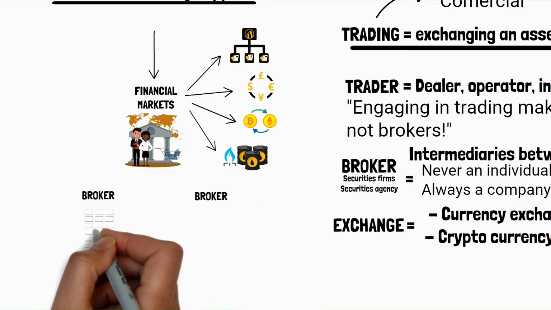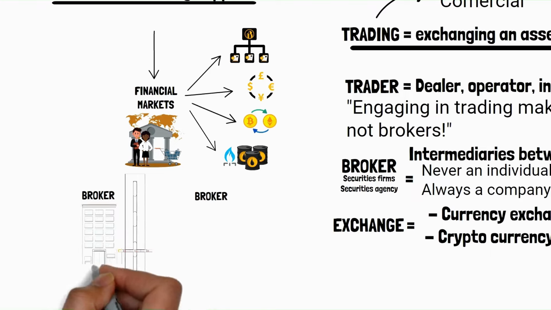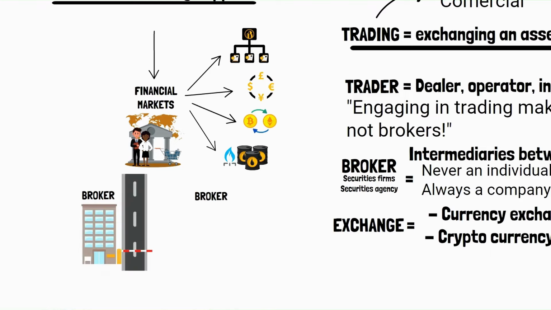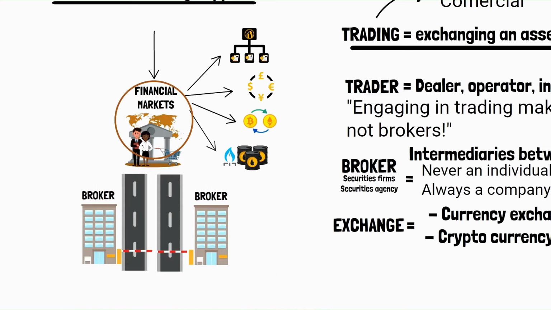Think of it like a toll highway. If you want to trade or operate in financial markets, you absolutely have to go through a toll. There are as many toll roads as there are brokers, and they all lead to the same place.